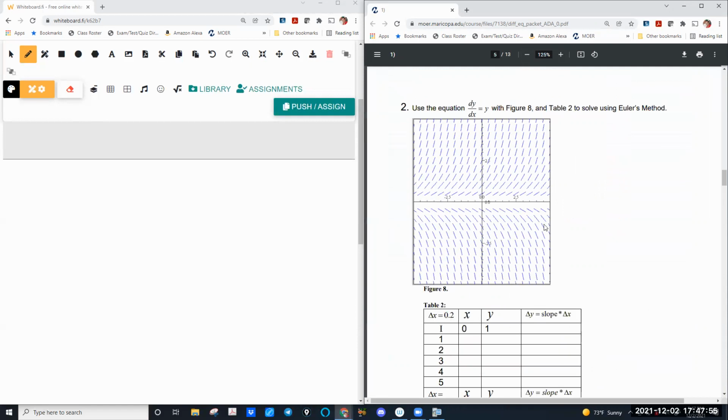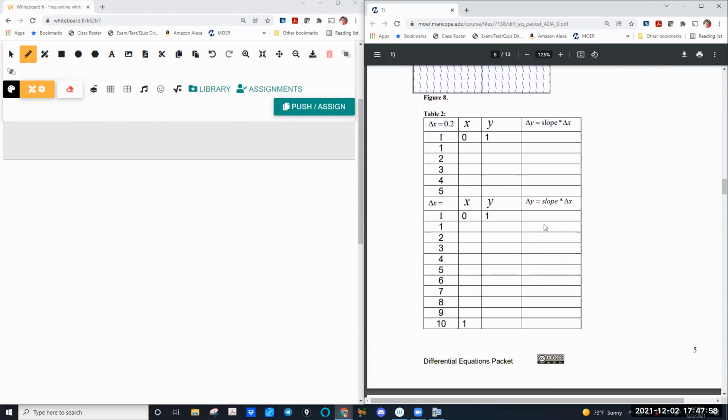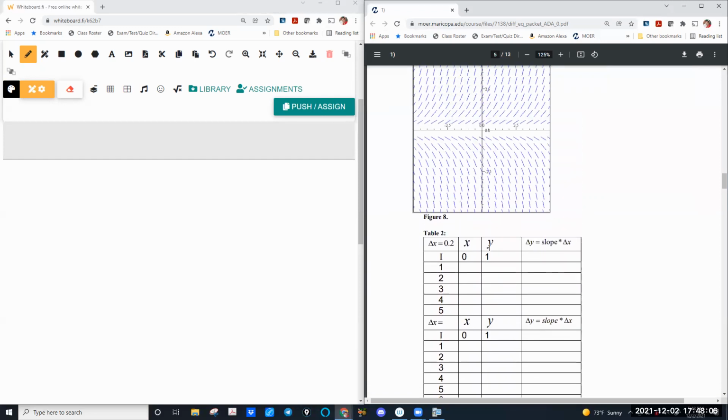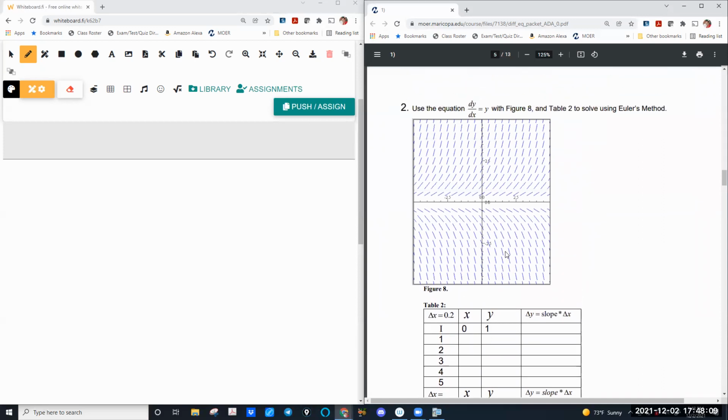Okay. So here's how Euler's method works. Euler's method is a numerical solution to a differential equation. When is that going to be needed? Well, when you can't find the solution analytically. Now, the reason I'm specifically choosing this one is because we can find the solution analytically, so we can check our answer. But I want you to see what Euler's method does and how it works.